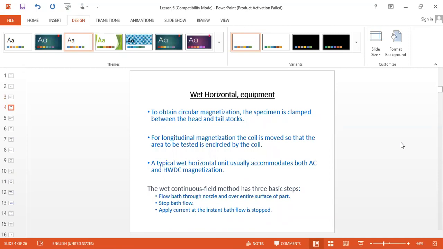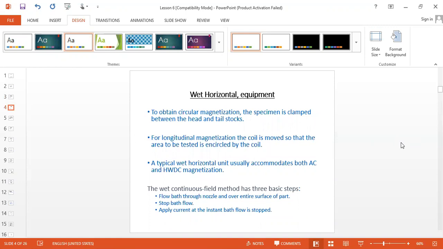So wet continuous equipment, here we are going to discuss. In wet continuous equipment, basically there are two types of arrangement. One is head shot, which will produce circular magnetization, and second is coil shot, which will produce longitudinal magnetization. To obtain circular magnetization, the specimen is clamped between the head and tailstock. For longitudinal magnetization, the coil is moved so that the area to be tested is encircled by the coil. A typical wet horizontal unit usually accommodates both AC and HWDC magnetization.